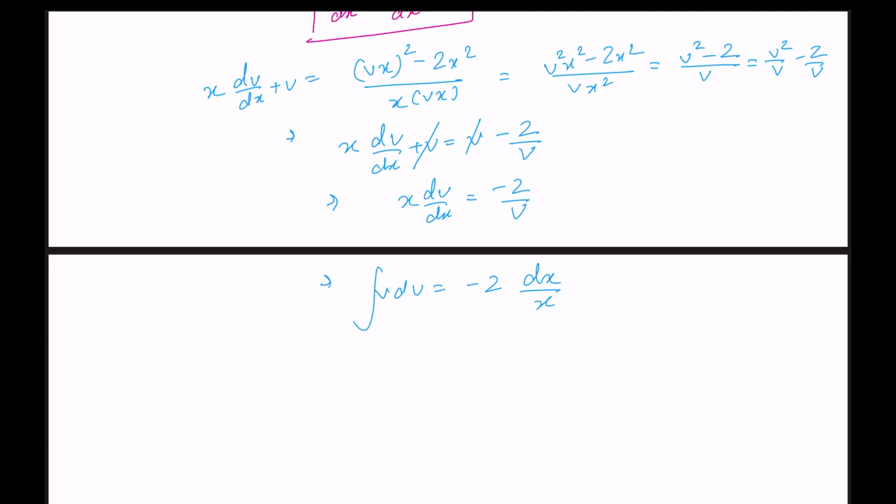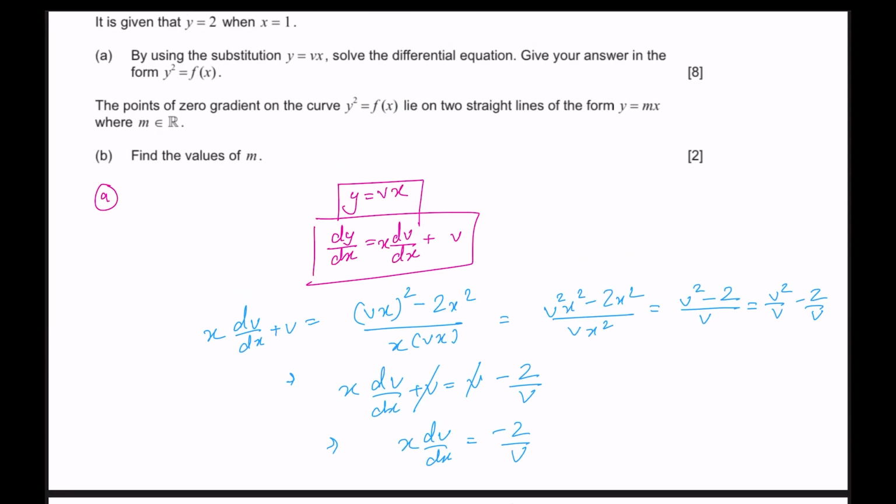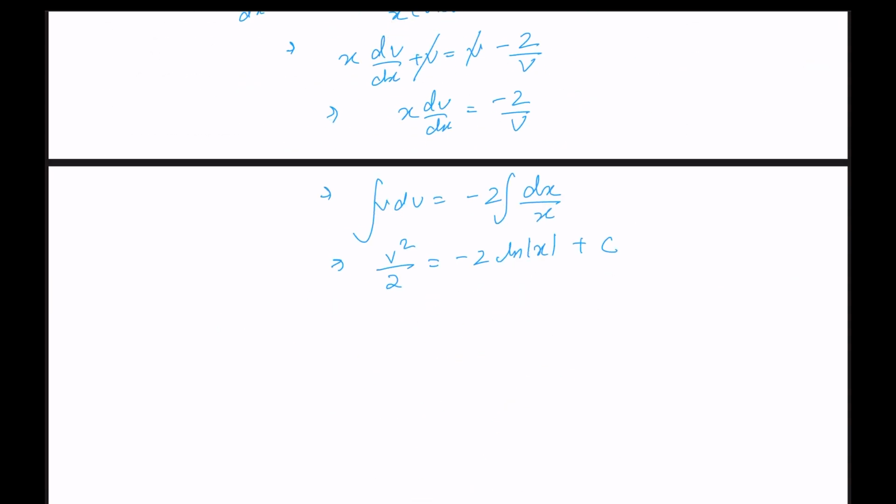Now if I integrate both sides, v dv will become v square over 2, and minus 2 times the integral of dx over x will give me ln mod x plus c. Now if I want to replace v back, v would be equal to y over x. I'll replace that in the final equation. So y over x whole square is y square by x square. So left hand side will become y square divided by 2x square. The right hand side is minus 2 ln mod x plus c.